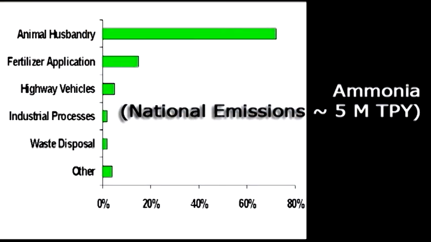In the emissions bar graph, we see that animal husbandry is by far the largest emitter of ammonia. Fertilizer application is the second highest, and the final 10% is split between highway vehicles, wildland fires, and industrial processes. Recall from the first module overview of fine particles that ammonia reacts with SO2 and NOx to form ammonium sulfate and ammonium nitrate particles.